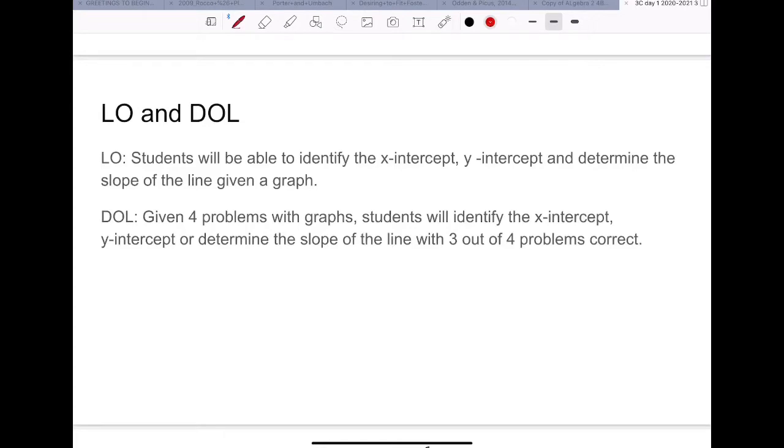Your LONDO for today is students will be able to identify the x-intercept, the y-intercept, and determine the slope of the line given a graph. I already know that this was covered in 8th grade, so we're just going to dive a little bit deeper into it. Let's go ahead and get started. The way we're going to know if you were successful, I'm going to give you 4 graphs, and you have to get at least 3 out of the 4 problems correct to show that you have mastery.